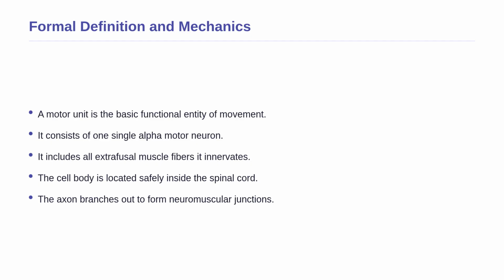Now that we have an intuitive understanding, let us look at the formal biological definition. In physiology, a motor unit is defined as a single alpha motor neuron and all the individual extrafusal muscle fibers that it connects to, or innervates. The alpha motor neuron has its cell body located safely inside your spinal cord. From there, it sends a long, wire-like cable called an axon all the way out to the target muscle. Once it reaches the muscle tissue, this axon branches out into multiple terminals, forming connections known as neuromuscular junctions with several different muscle fibers.